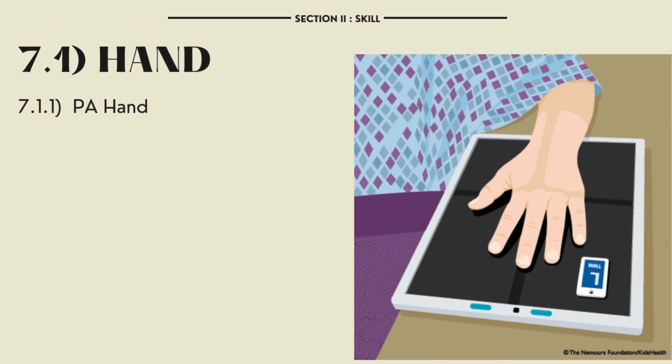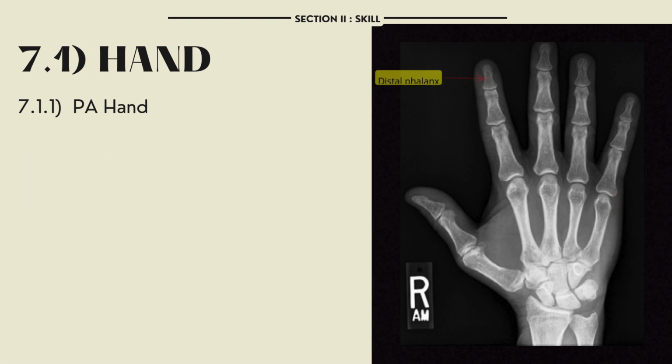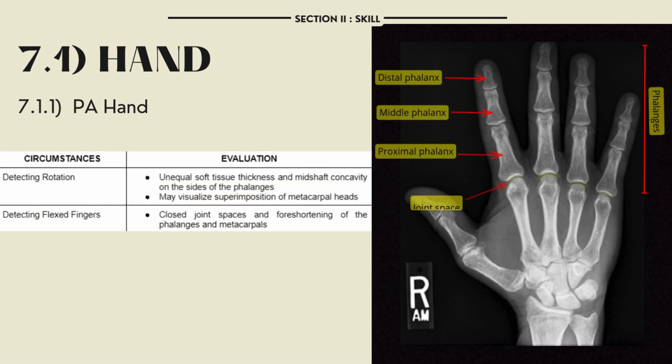If there is any rotation, the radiograph will visualize unequal soft tissue thickness and unequal midshaft concavity on the sides of the phalanges. However, the most common way to detect rotation is by evaluating the superimposition of metacarpal heads. The metacarpal heads should not superimpose each other in a correctly positioned radiograph. Any flexed fingers will cause the joint space to be closed and foreshortening of the phalanges and metacarpals.